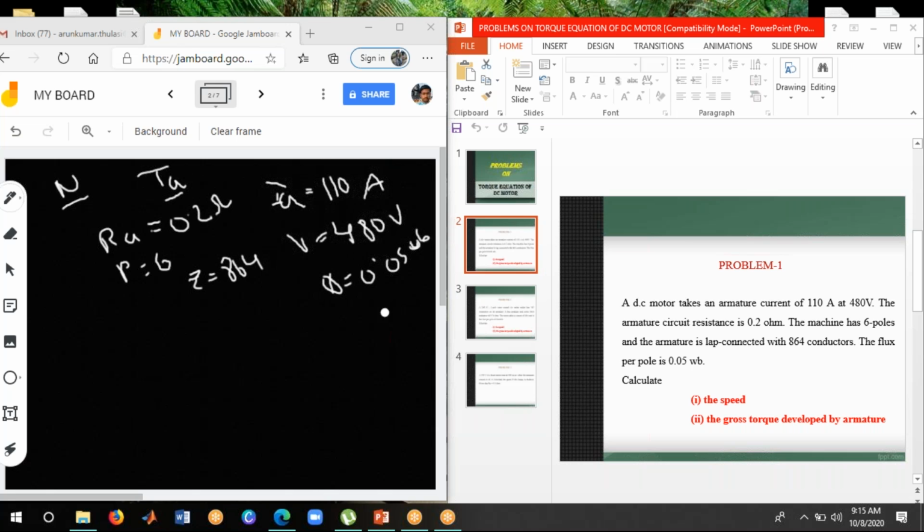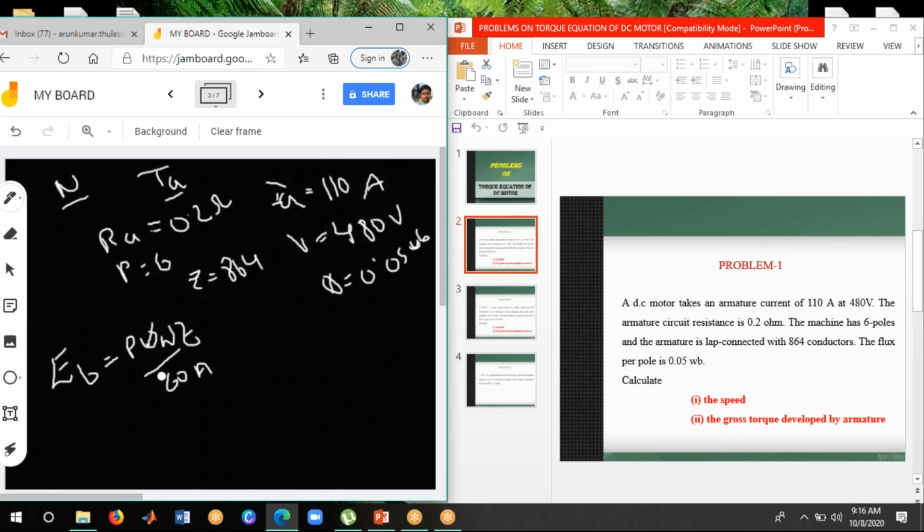Right. So we can use the back EMF. Just write the back EMF formula. EB is equal to P pi NZ divided by 60A. I need to find the speed in RPM, so I will denote speed in RPM. Now from this equation we need to find N. To find the value of N, we need to know the values of the different parameters. Here we don't know the value of EB, and we know the number of poles is 6, the flux value is 0.05, the number of conductors is 864, and 60 and A.